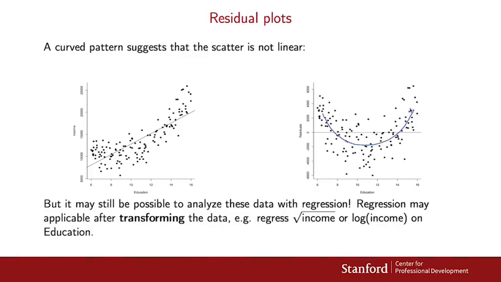However, not all is lost. It may still be possible to use regression for those data after we transform those data. For example, we could regress the square root of income or the logarithm of income on education. Sometimes that results in a linear pattern, and we can use regression on those transformed data. And then we would simply transform back the results.